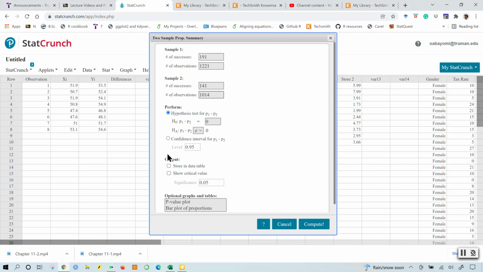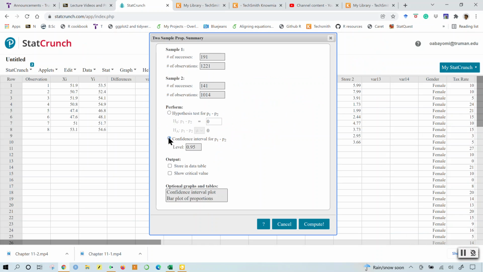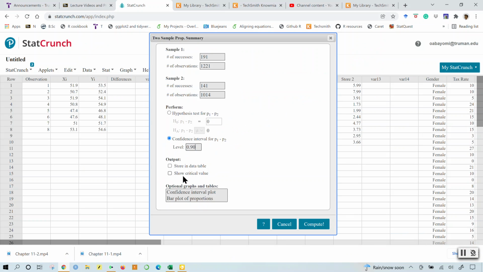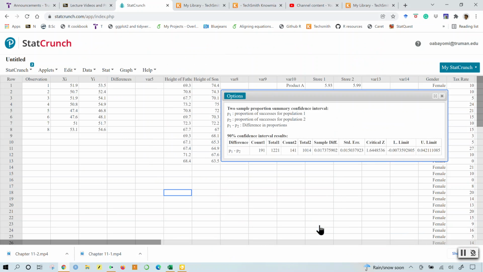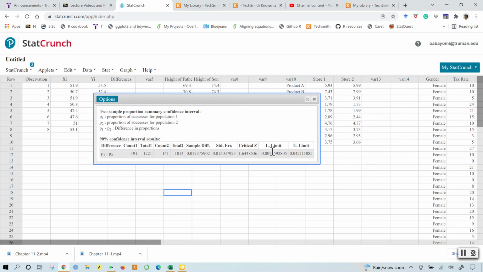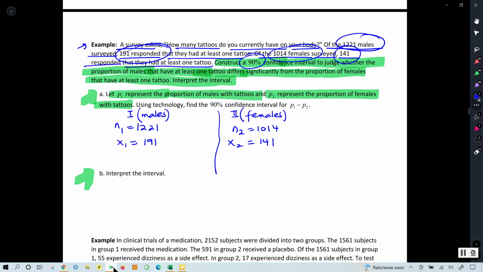And then with that said, we would like to construct a confidence interval for P1 minus P2. I'm going to change this to 0.90 because I want a 90% confidence interval. So with that said, if I like, I can show the critical value and compute. So as it stands, my lower limit is this negative value, and my upper limit is this value. So I'm ready to write that here on the next line.